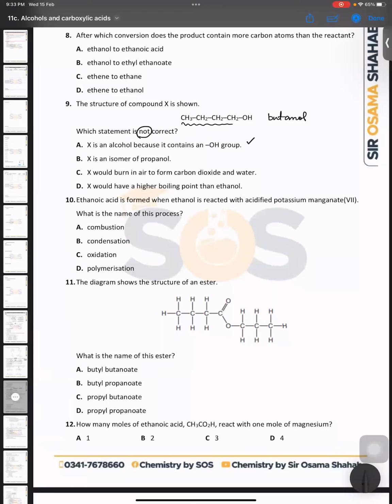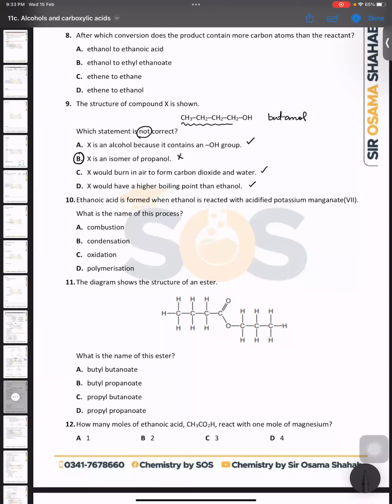This is right. X is an isomer of propanol. No. X would burn in air to form carbon dioxide and water. That is right. X would have higher boiling point than ethanol. That is right. So the only wrong statement over here is B. Right, Bacho?